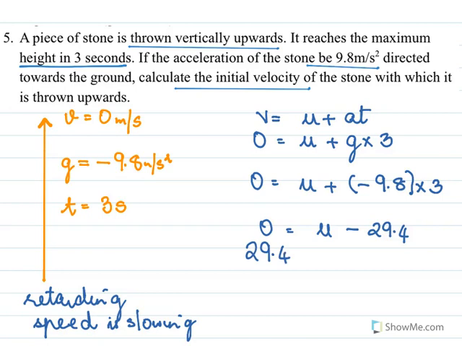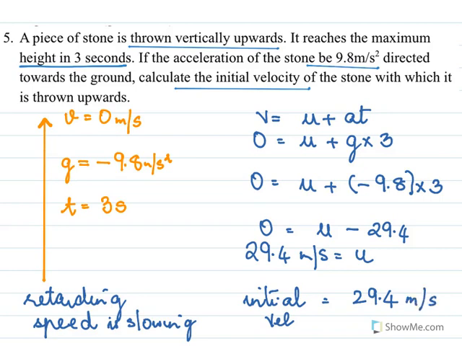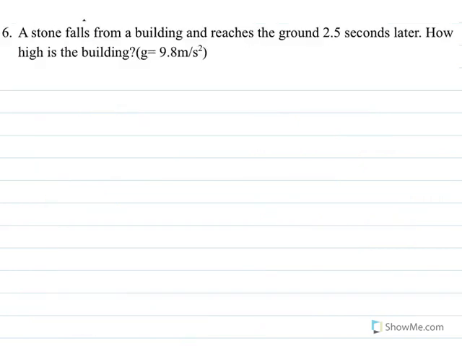So we have 29.4 meter per second equal to U. So the initial velocity, the body is thrown with an initial velocity of 29.4 meter per second.